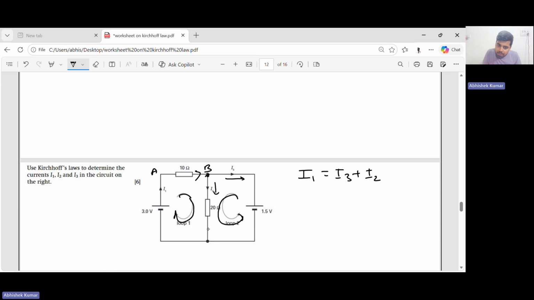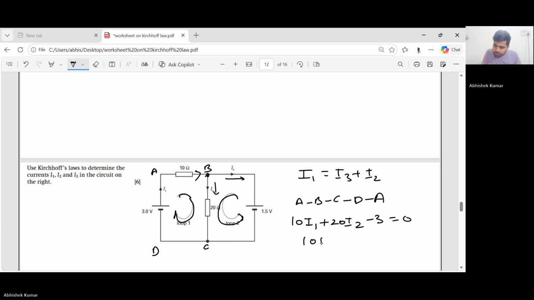If you apply the KCL at this point, then what will you do? A, B, C, D. So A to B, B to C, C to D, D to A. A to B, how much current is moving? I1. Direction same, both same, so 10I1. Now downward, same direction, plus 20I2. There nothing is there. In this way, minus 3 is equal to 0. It will go this side: 10I1 plus 20I2 is equal to 3. Clear? Yes, sir.